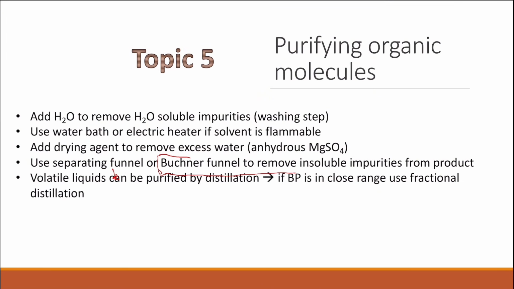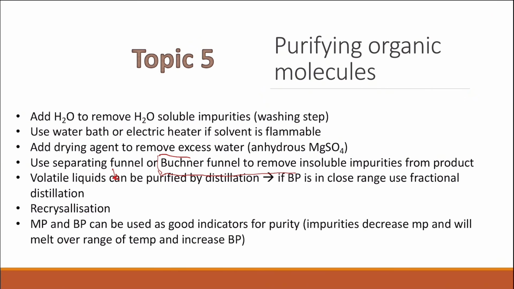Volatile liquids can be purified by distillation, so we don't tend to use high temperature here. We use distillation, and if the boiling points between the different products and reactants are very close, then we use fractional distillation rather than simple distillation. Don't forget about recrystallization. How to do recrystallization? It's another method to purify your solid product.